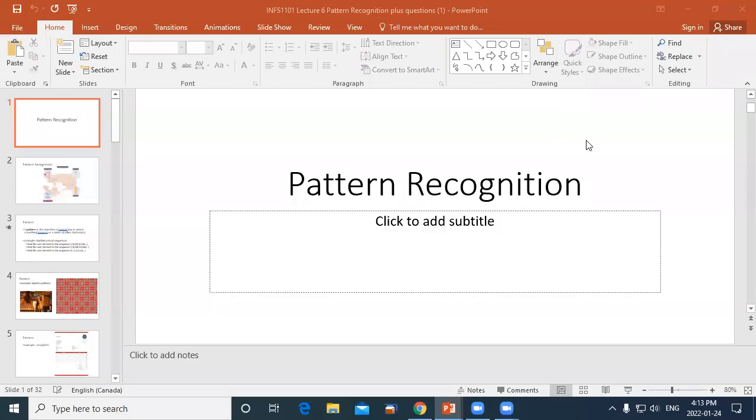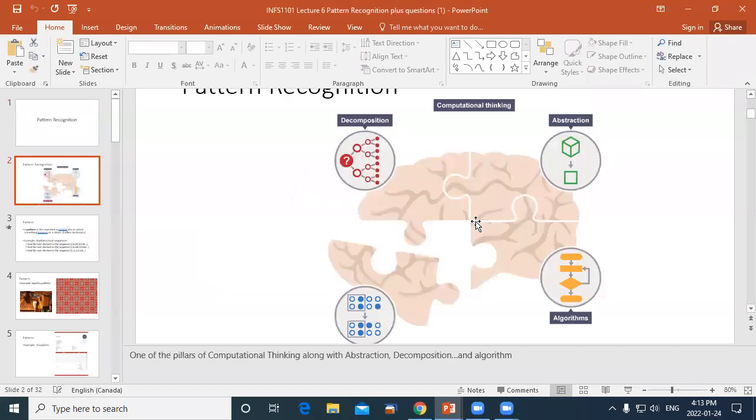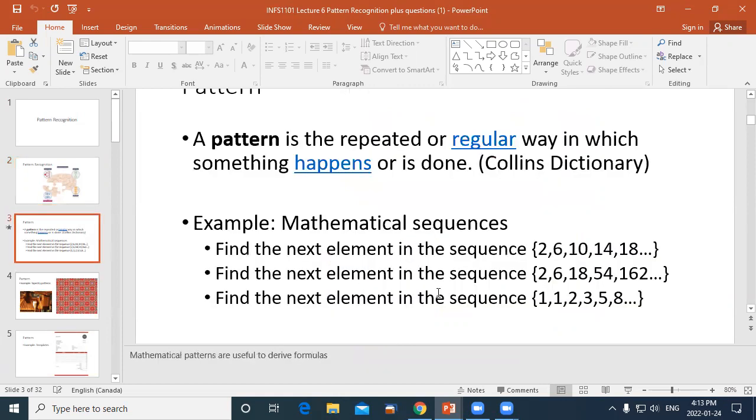All right, so pattern recognition is one of the four components of our computational thinking. The four components being pattern recognition, decomposition, abstraction, and algorithms. Pattern recognition is what we're going to look at in particular here. That's represented by this diagram, where the whole brain represents all of computational thinking, and we're focusing on pattern recognition, one of the pillars. The other pillars are abstraction, decomposition, and algorithms.